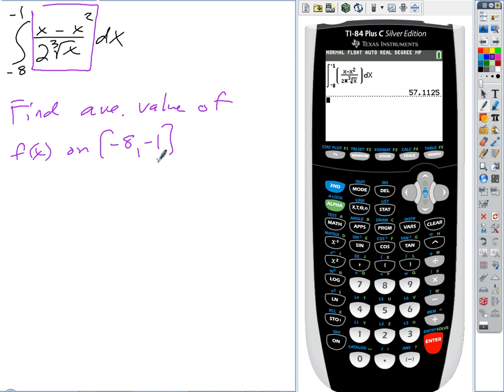So all I've got to do then is take this answer and divide by the quantity -1 minus -8, b minus a, which I know is 7. I can just divide by 7. And that's the answer. Okay?